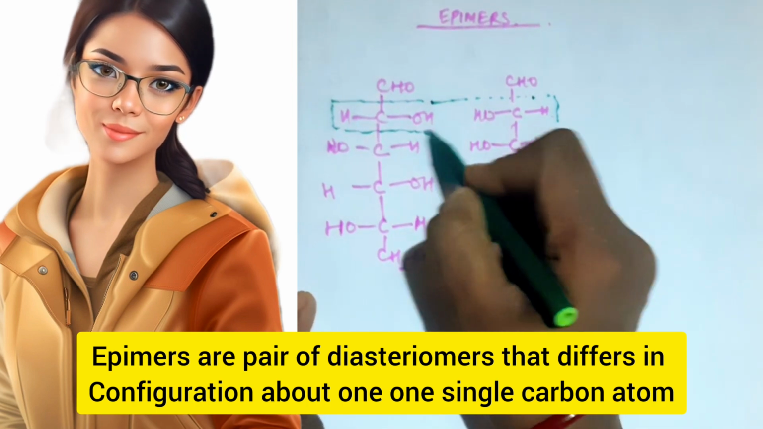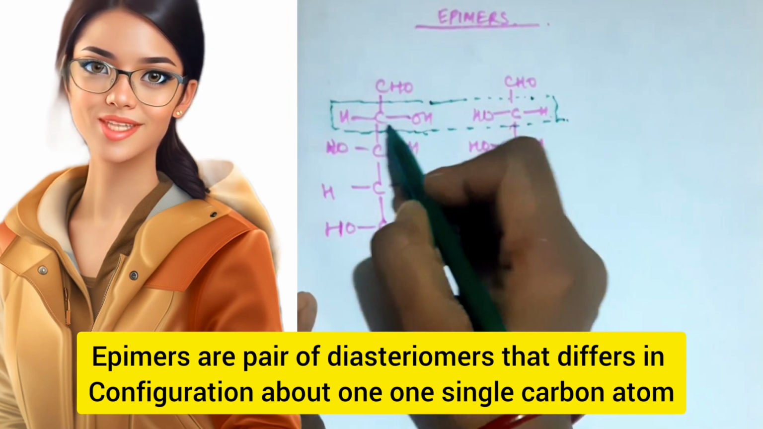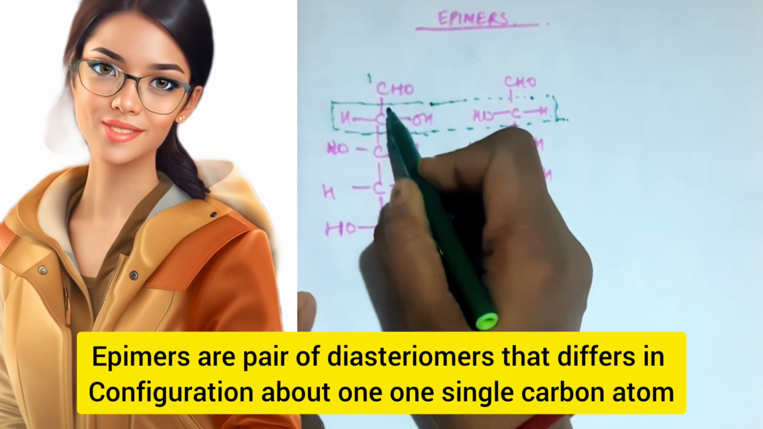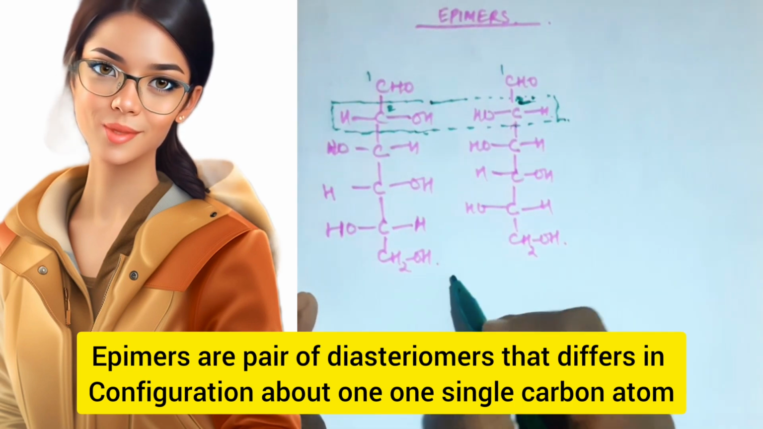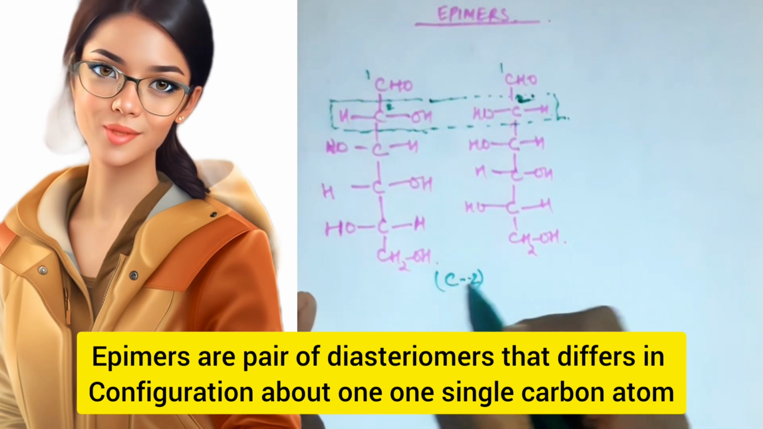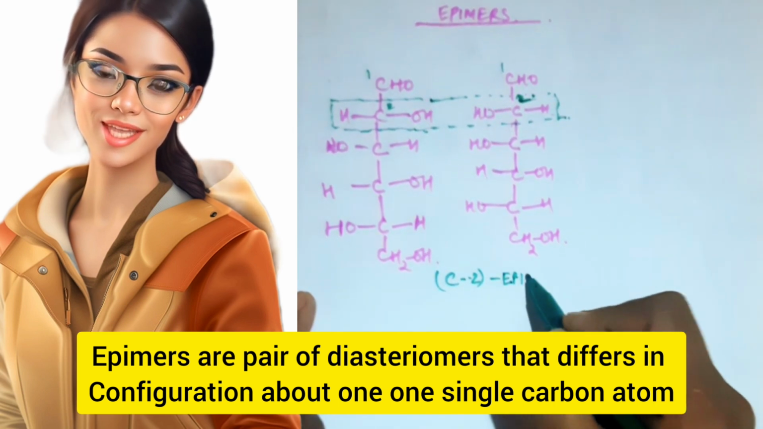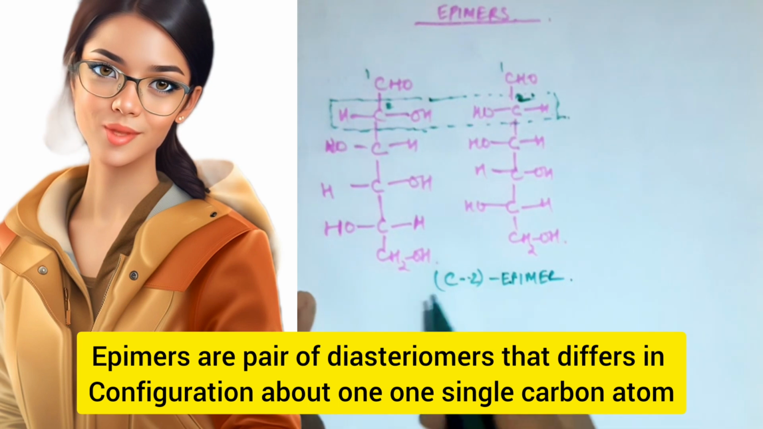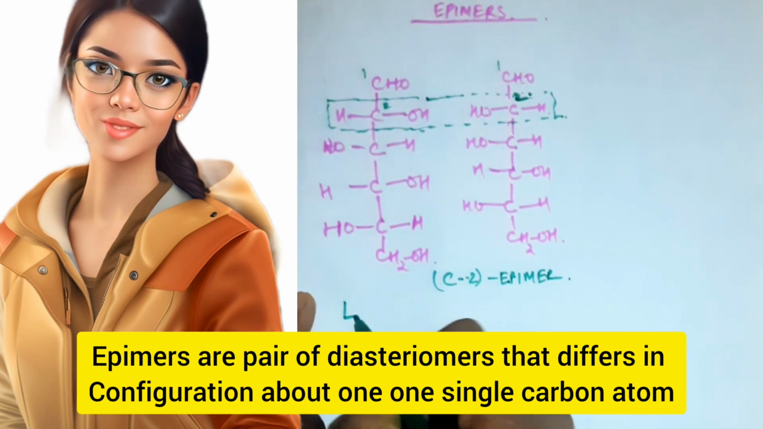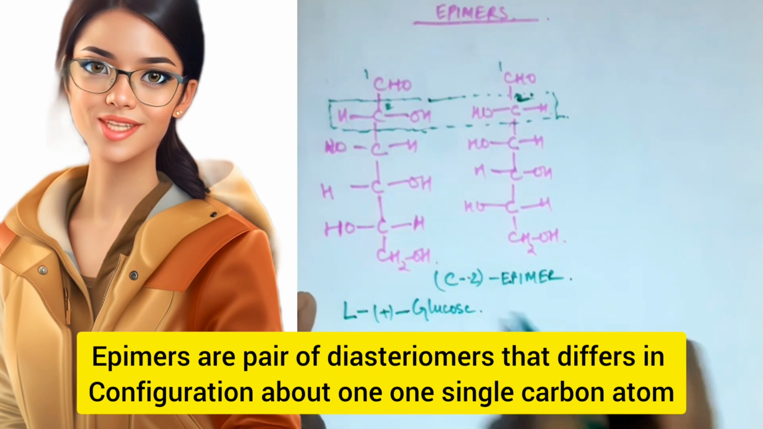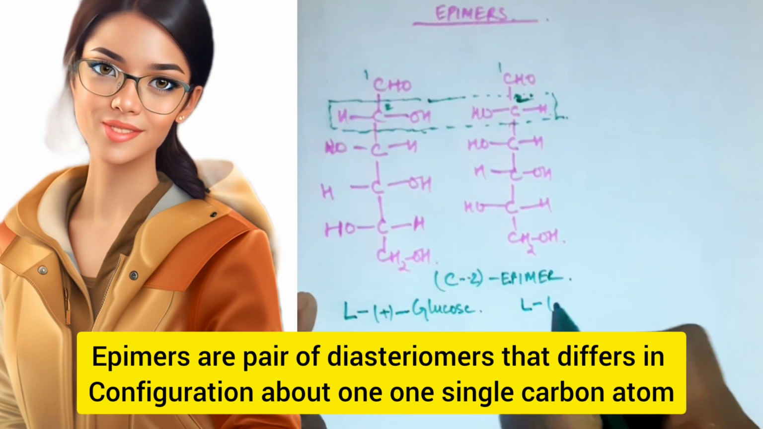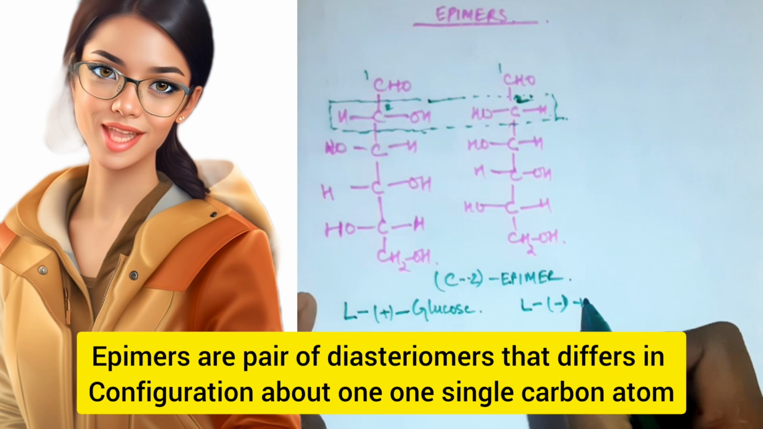Here the chiral carbon center is the C2 carbon. See here, C1, then 2, 3, 4 like this. If we count, there are 6 carbon atoms, so it's a glucose. Now around C2, all the others, C3, C4, C5, C6, are the same. The positions of the OH group and H are also the same. It looks similar, but there is a difference only at the C2 carbon atom.